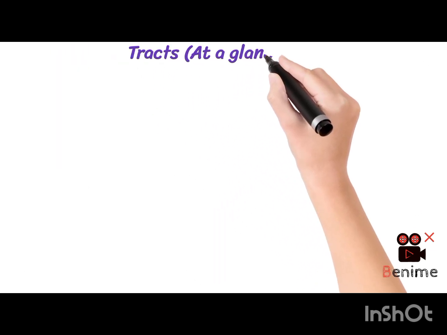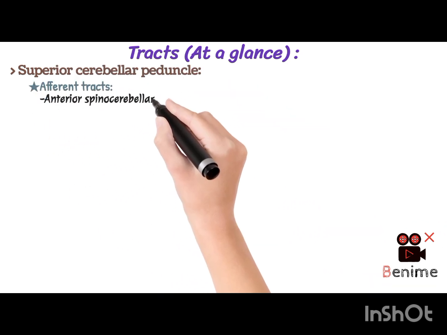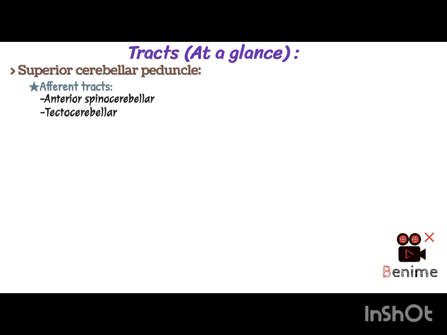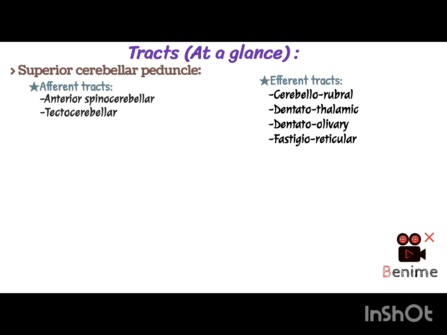Now we will see the tracts at a glance. Through the superior cerebellar peduncle, afferent tracts are the anterior spinocerebellar and tectocerebellar tracts. Efferent tracts are cerebellorubral, dentato-thalamic, dentato-olivary, and fastigioreticular tracts.